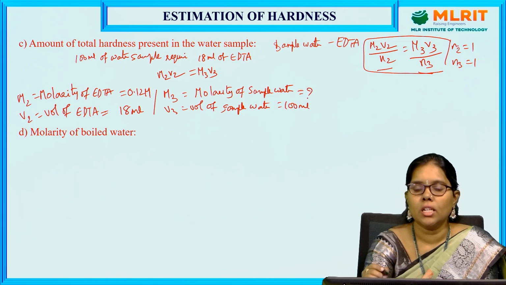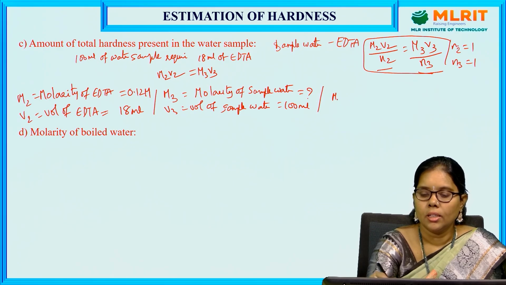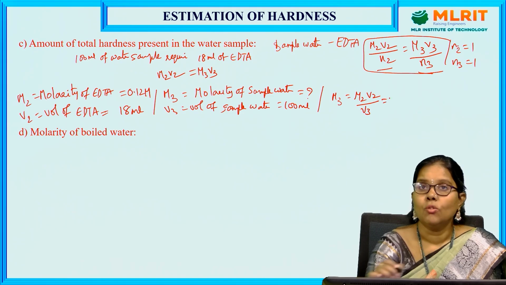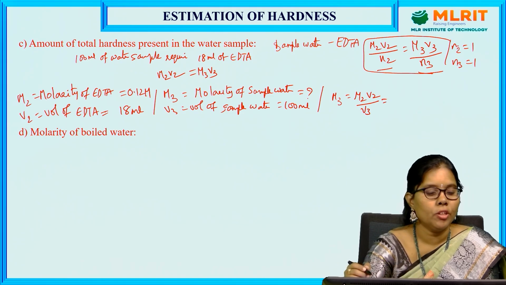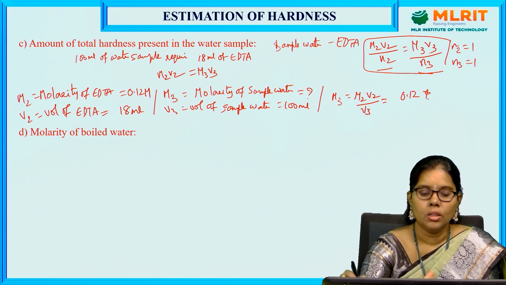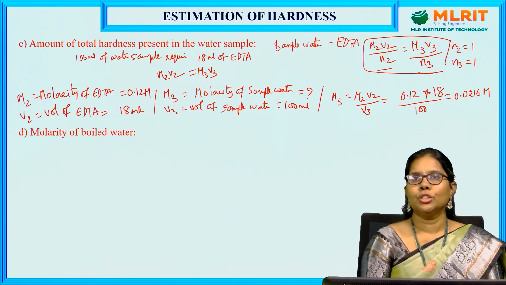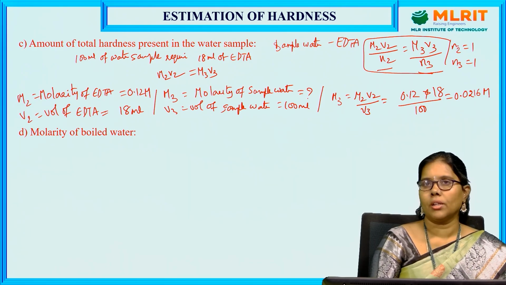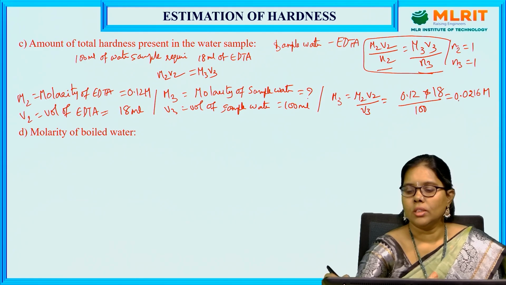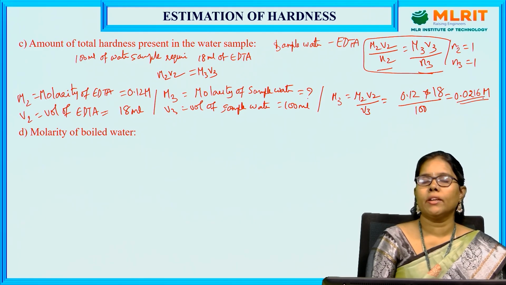So from the resulting values, M3 is equal to M2V2 by V3. M2 we got 0.12, V2 is 18 ml, whole divided by 100 ml. So you may get 0.0216 molar. This is the value we got, the molarity of sample water.